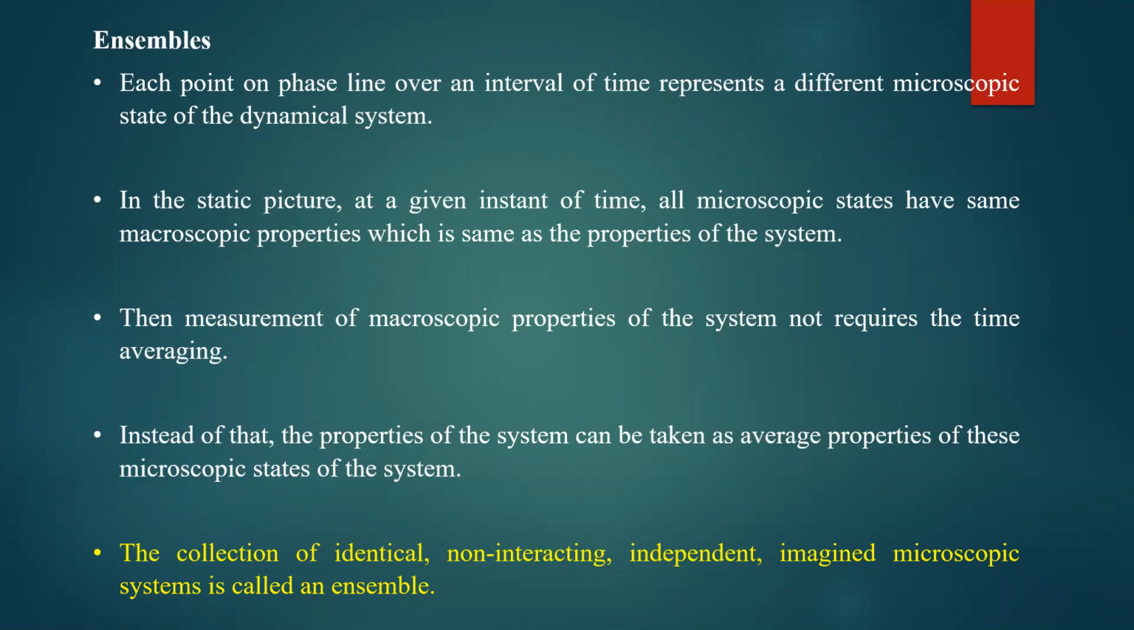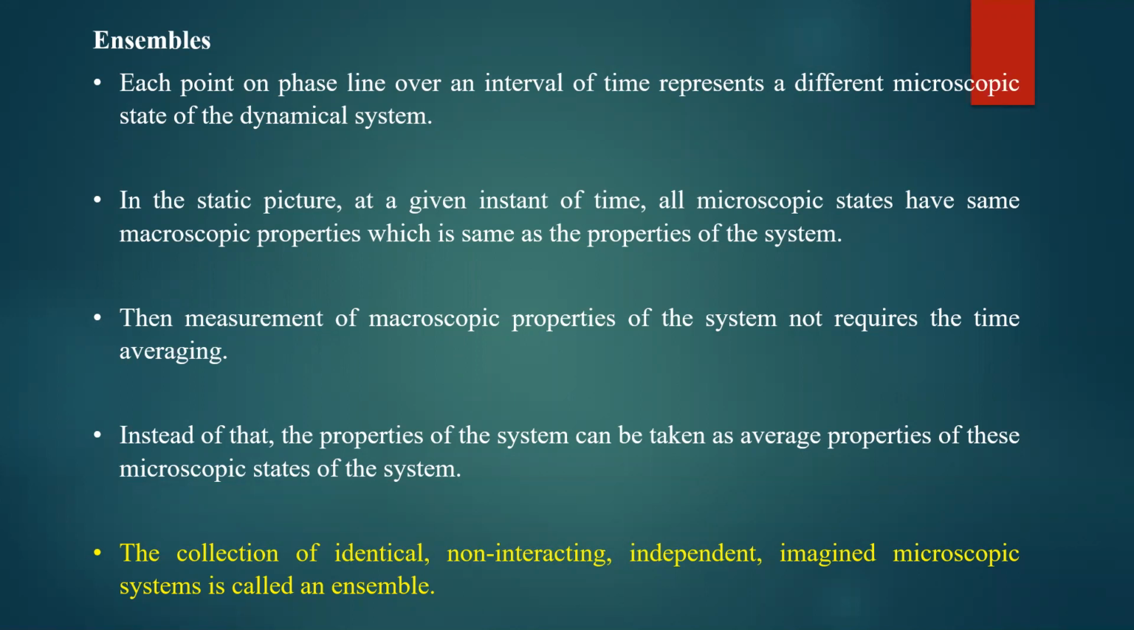So the collection of identical, non-interacting, independent, imagined microscopic systems is called an ensemble. The ensemble is a system consisting of a large number of microscopic systems. It consists of large number of small systems inside it. Those systems are identical, non-interacting, independent, and microscopic in nature.